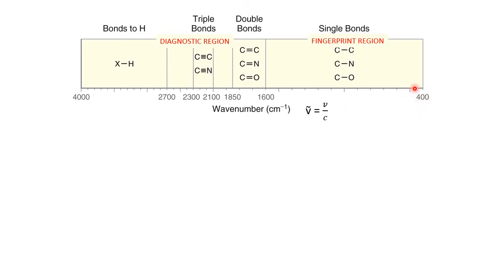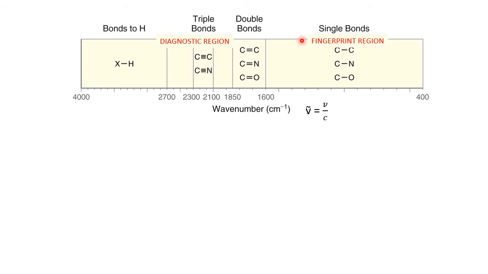So over here, 400 represents a lower frequency, 4000 represents a higher frequency. There are two main regions on an IR spectrum. We have the diagnostic region, and the diagnostic region is the most useful to us because it contains the types of bonds that are found in the most common functional groups. The diagnostic region is located from 1500 and above, and that's what we will be focusing on for all of our IR spectra. The fingerprint region, which is about 1500 and below, is exactly what it sounds like.